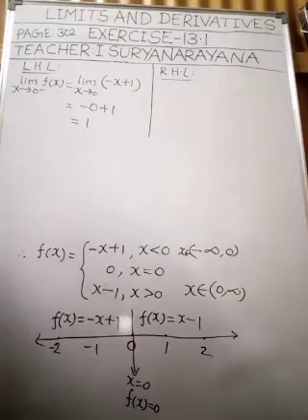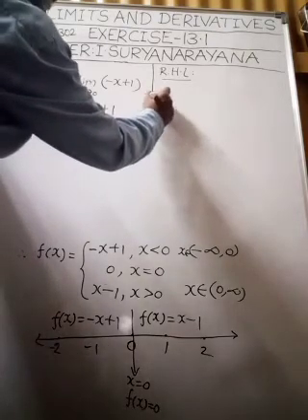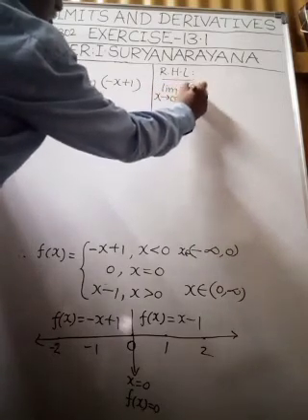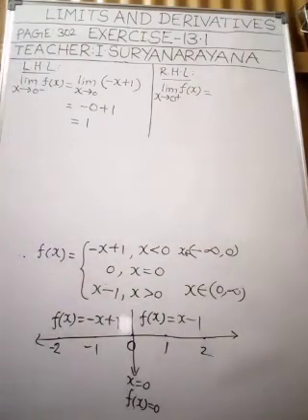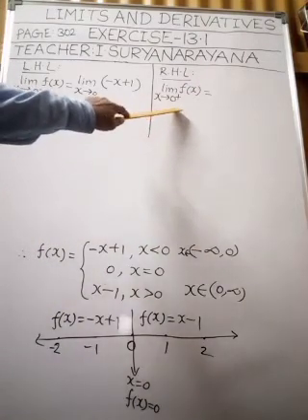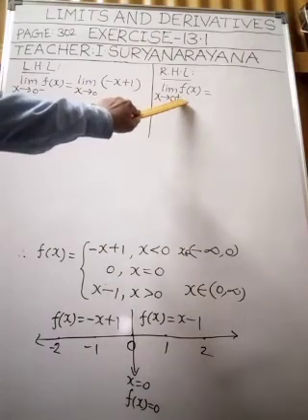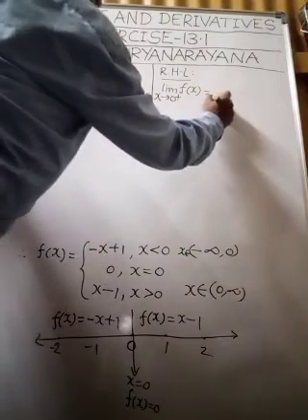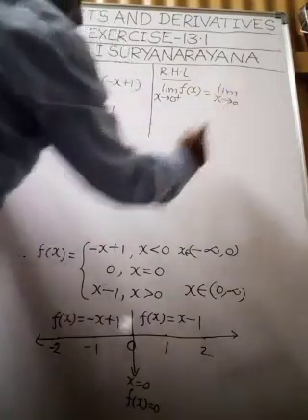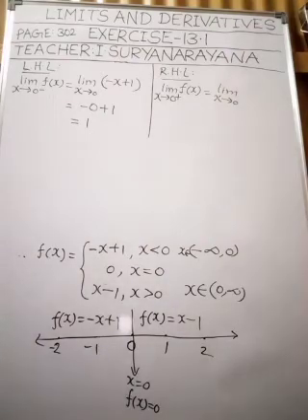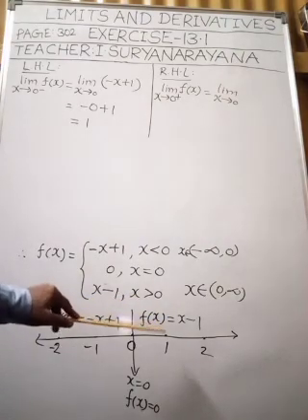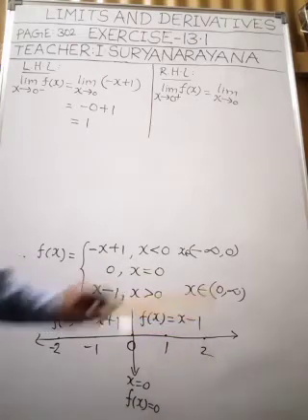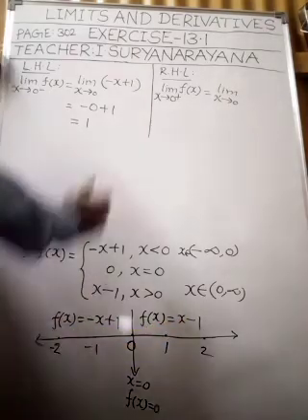Similarly, let us find the right hand limit. How do you write it symbolically? As x tends to 0 plus, limit of f of x. You have to learn this symbolic form of a right hand limit: as x tends to 0 plus, limit of f of x is equal to, as x tends to 0, limit of... Have you finalized the given function for x greater than 0? Yes, we have finalized this f of x. So we should write this function, not that function: x minus 1.